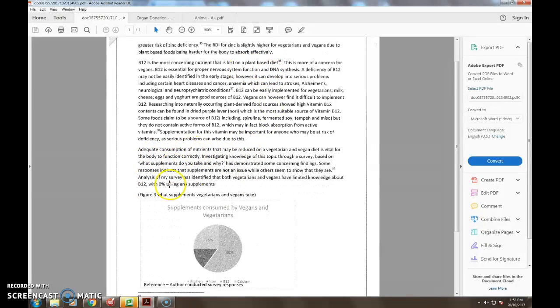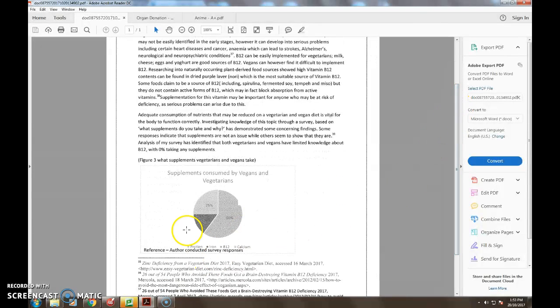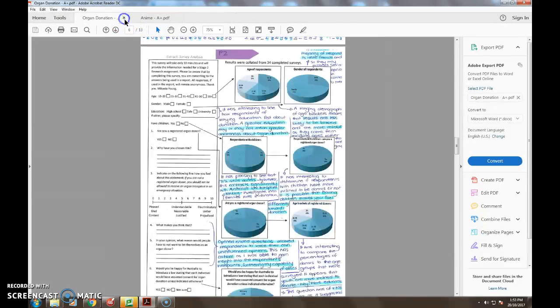However, their survey responses showed that not one person, 0% of the people that took their survey, were actually using supplements of B12. So then they've been able to analyse and talk about that information from their survey. So again, they've made a direct link from their survey to the information that they are discussing.